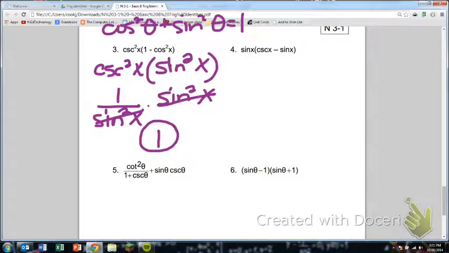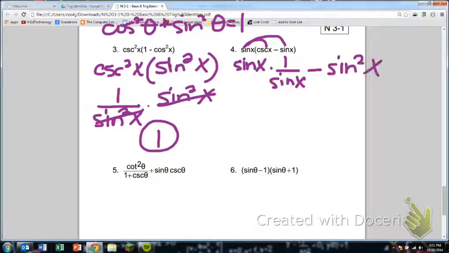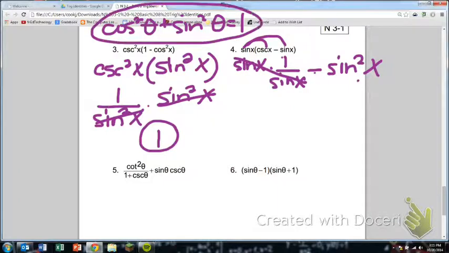Right? Here if I distribute sine times cosecant, cosecant is 1 over sine. So sine times cosecant, I'm doing sine times 1 over sine, minus sine squared. Sine times sine is sine squared. 1 minus sine squared. If you move the sine squared over in this identity, you'll get cosine squared.